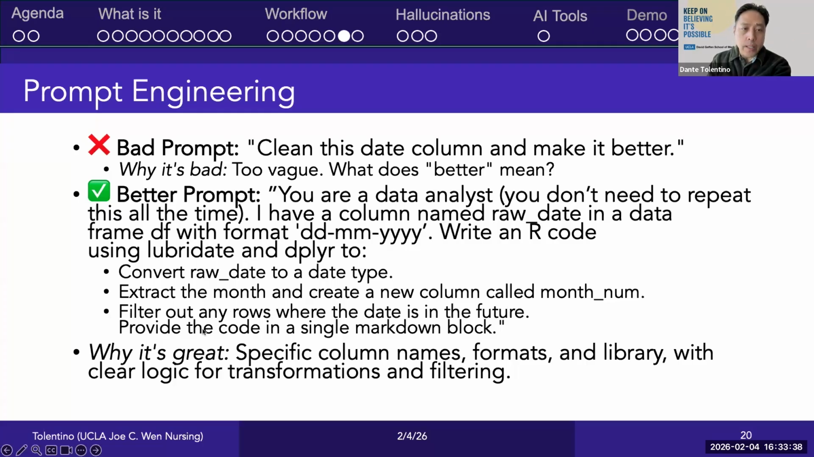Filter out any rows where the date is the future, and then provide the code in a single markdown block. So it seems like a lot, right? And you might think, well, let me just code it instead of prompting this. But again, you want to be very explicit in order to get really the output that you want. Again, you probably will get a similar output with this bad prompt, but if you have more complex analysis, having better prompting techniques is really a better way to do it, and that will sort of solidify the output that you're going to get.